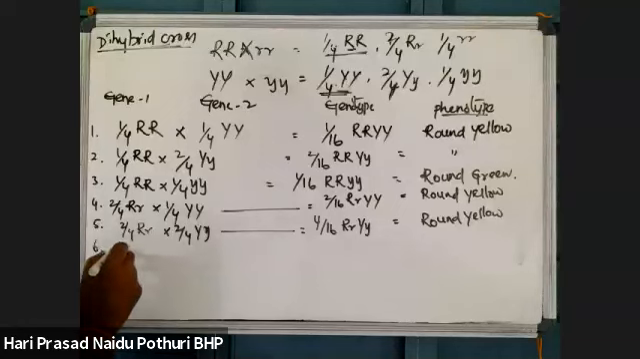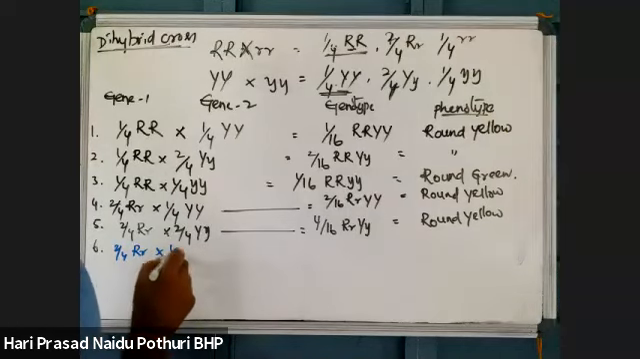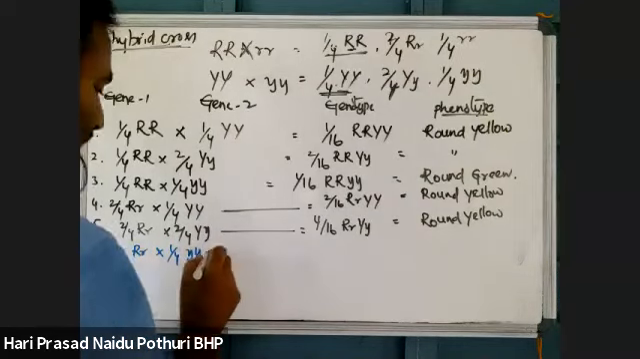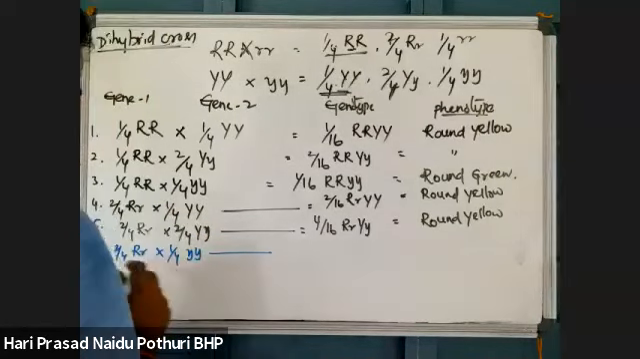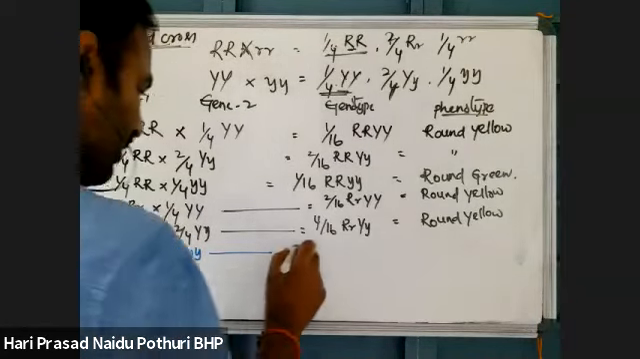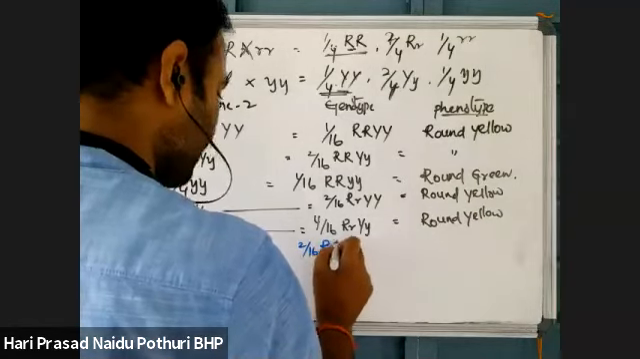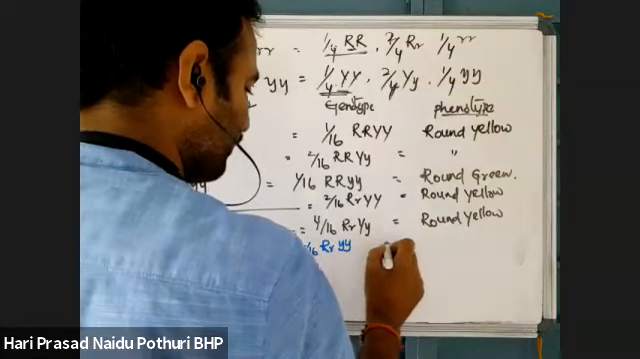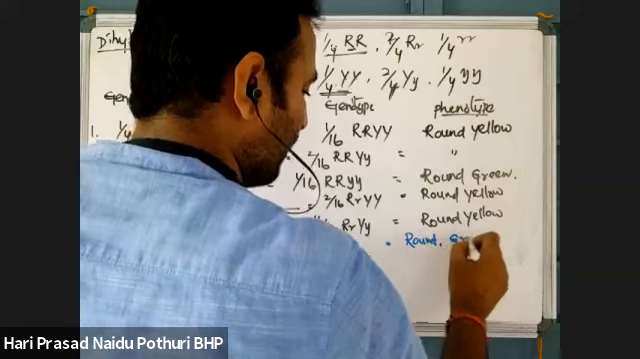Sixth one. 2 by 4 capital R, small r into 1 by 4 small y, small y. This will give what? 2 by 4 into 1 by 4 means 2 by 16, capital R, small r, small y, small y. So it is round green.